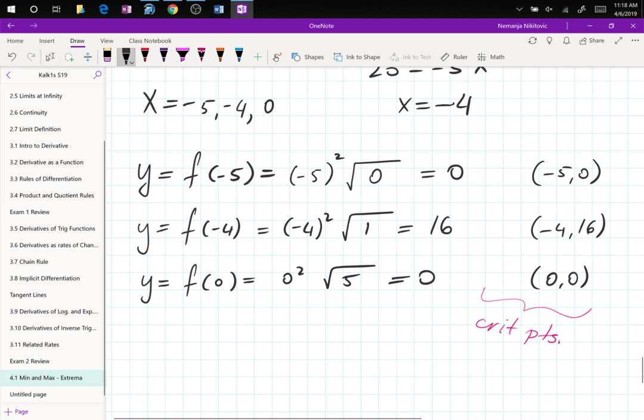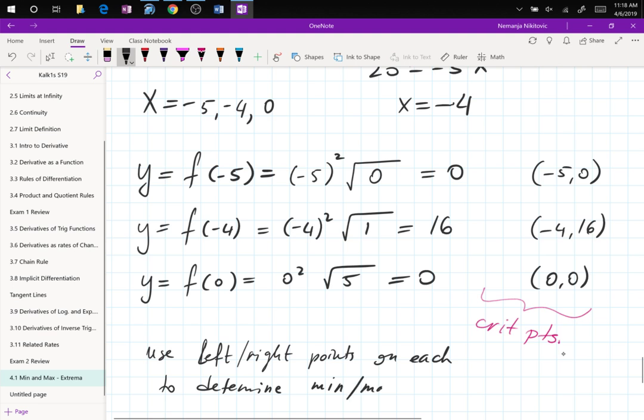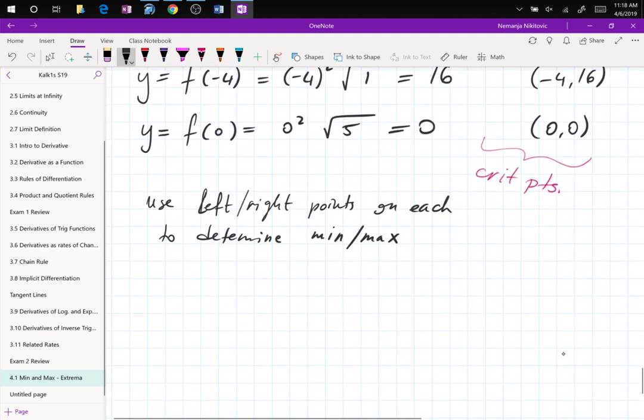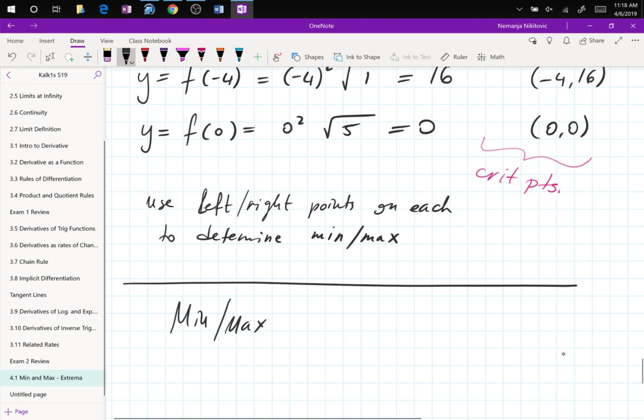I'll just write: use left, right points on each to determine min, max. Min max on closed interval.